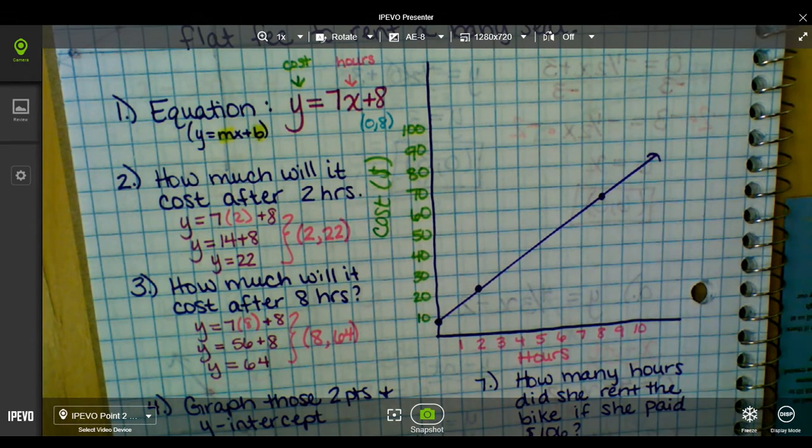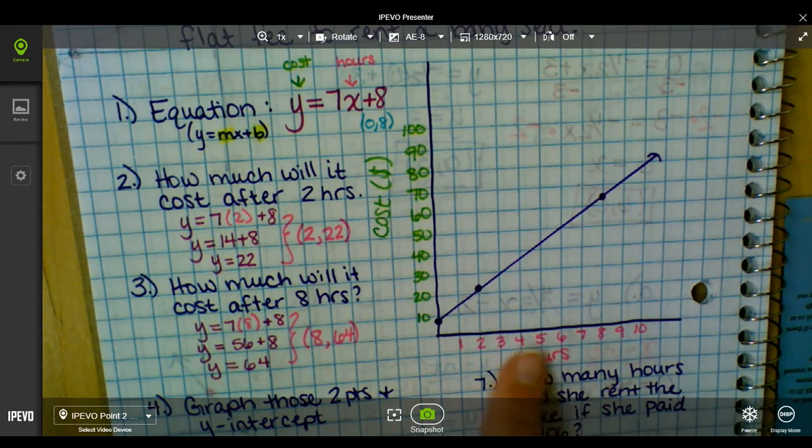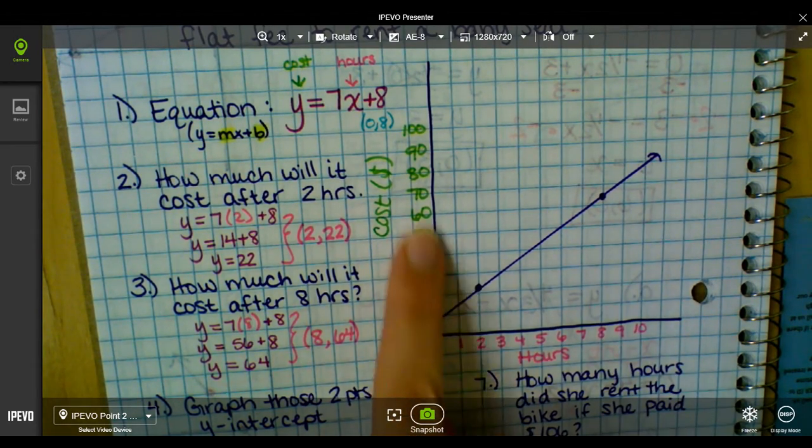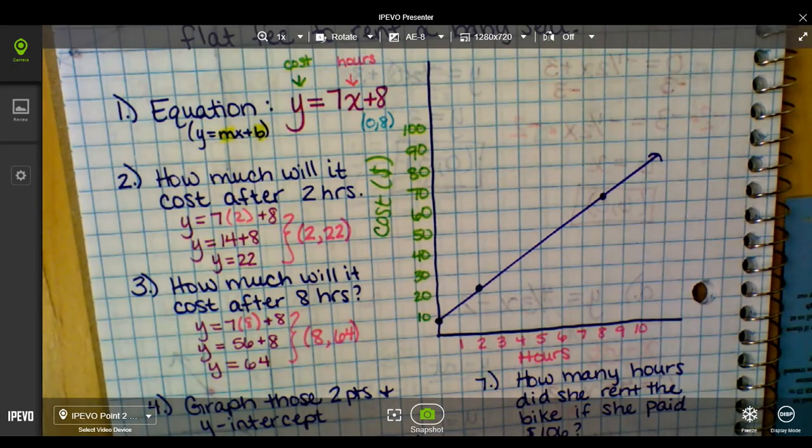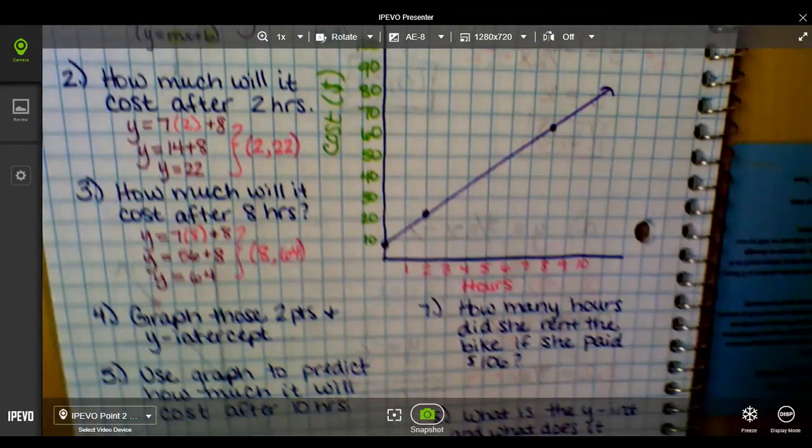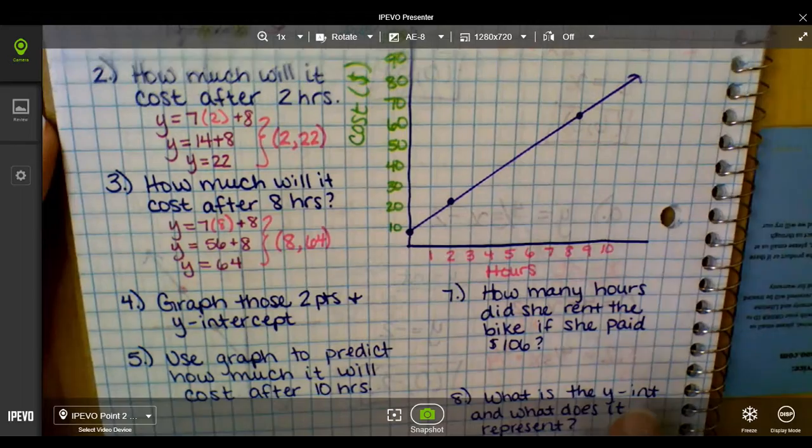So you do have to make sure on your study guide and on your quiz that you're labeling these and you're labeling these. Okay. So I need to see that you actually know how to do that. Okay. So that's part number 4. I'm going to go down over here.